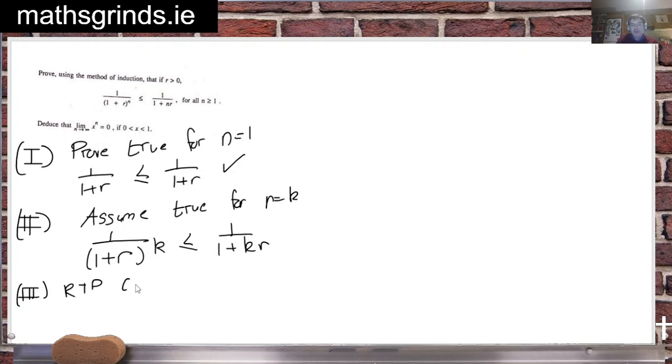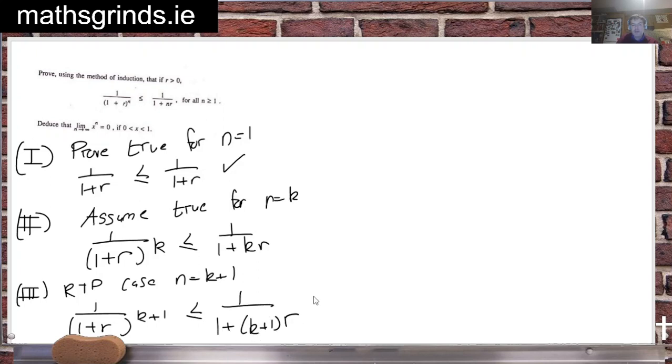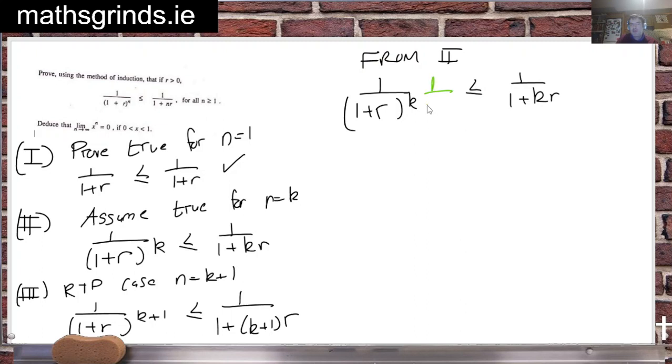Step 3, required to prove case n equals k plus 1. So that's 1 over 1 plus r power k plus 1 is less than or equal to 1 over 1 plus k plus 1 r. So usually for these inequalities we start from 2, and we have 1 over 1 plus r power k is less than or equal to 1 over 1 plus kr, and we multiply both sides by 1 over 1 plus r.